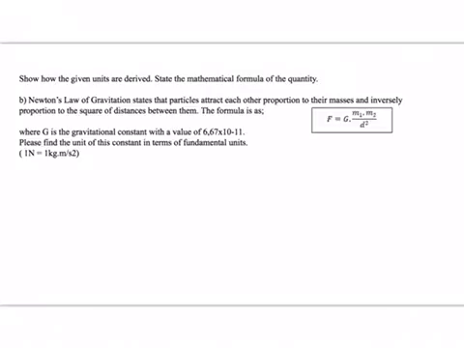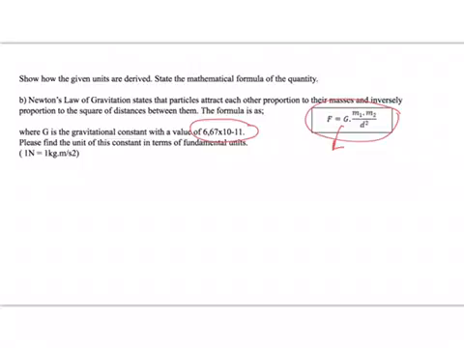Another example shows how the given units are derived. State the mathematical formula of the quantity. Newton's law of gravitation states that particles attract each other in proportion to their masses and inversely in proportion to the square of the distance between them. And this is the formula. Here G is the gravitational constant with a value of 6.67 times 10 to the minus 11.